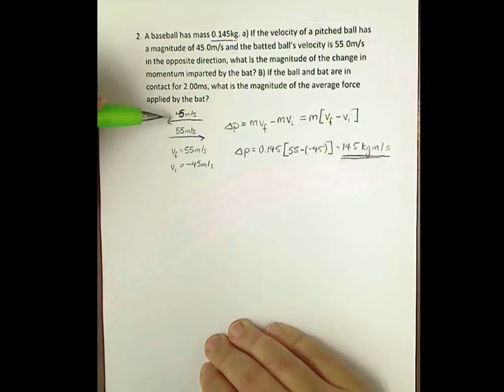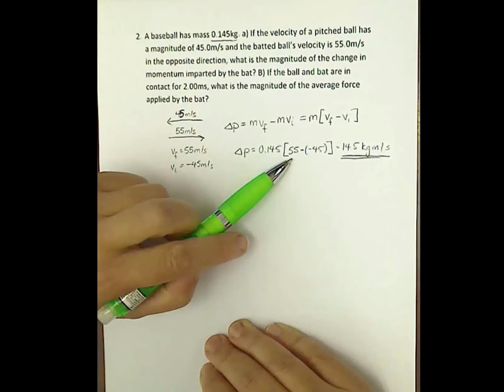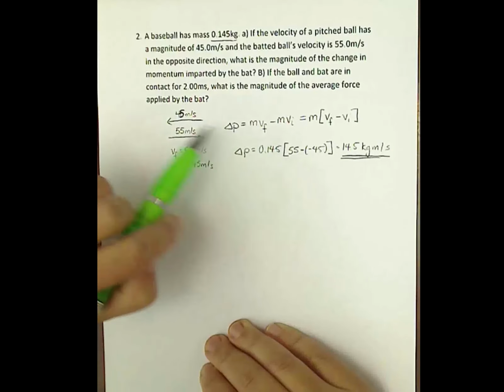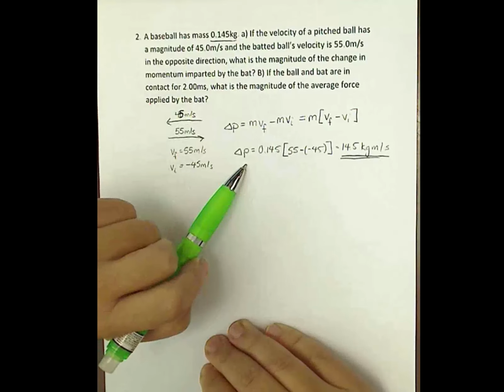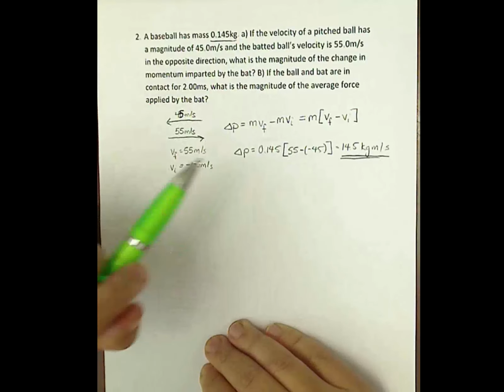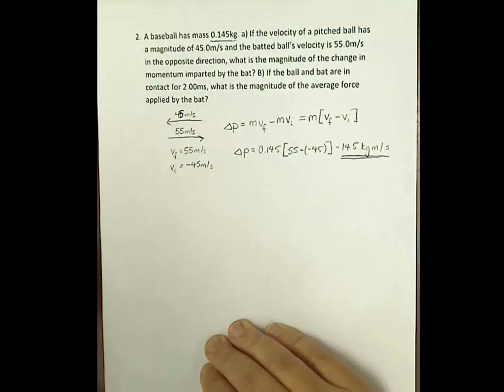If you hadn't been careful about the direction, you would have written down V initial as 45. You would have got a change in speed of 10 meters per second rather than 100 meters per second, and then you would have got the wrong answer. So be careful. If you've got a ball coming in and going out in the opposite direction, then the change in momentum is not just the difference between the two speeds. You've got to put the directions in there. So that's the answer for part A.